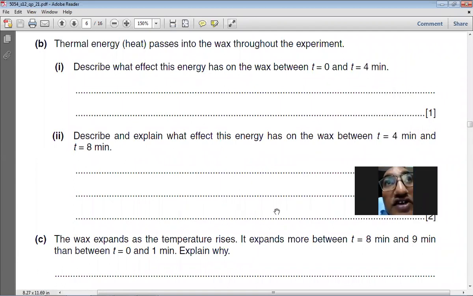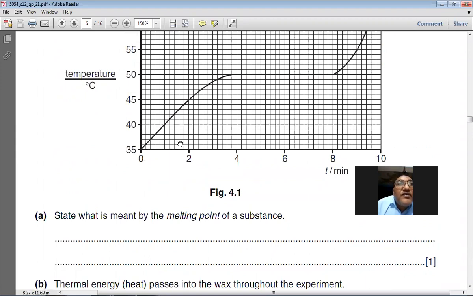Thermal energy or heat passes into the wax throughout the experiment. Describe what effect this energy has on the wax between t equals 0 and t equals 4 minutes, between t0 and t4. From t0 to t4, you see when you provided the heat, the temperature is rising.